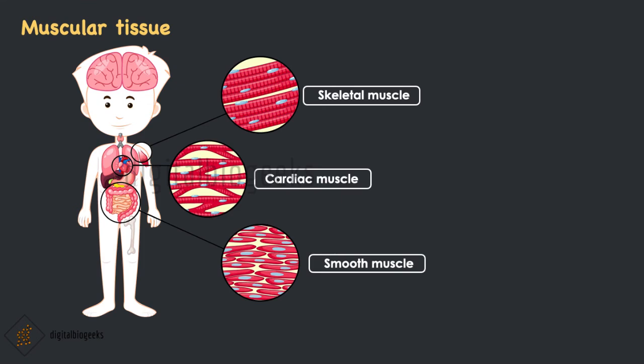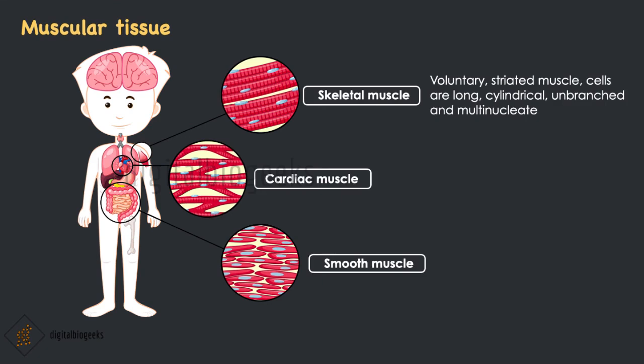Skeletal muscles, they are voluntary muscles. They move according to our will. The muscles in the hands and legs are examples of these skeletal muscles. They are attached to the bones by means of tendon. Here you can see a tendon. This is the tendon. This muscle is attached to the bone by means of this tendon.